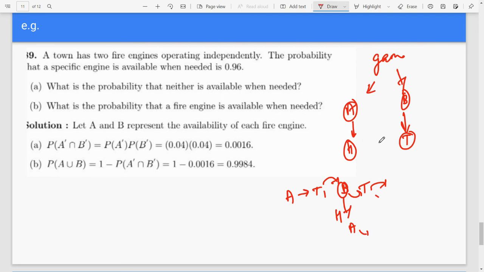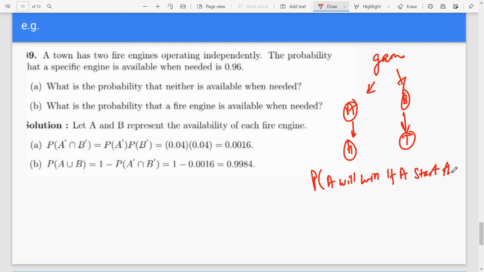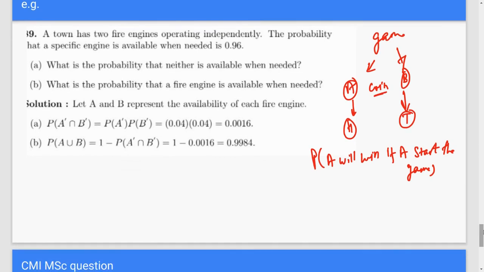So what is the probability that A will win if A starts the game? The question is this: there is a game, A and B are playing, it's tossing a coin, and obviously the game will be started by either A or B. Let's say A starts the game. What is the probability that A will win? A only wins if there is a head on the coin, and B wins when there is a tail. Do you have any idea how to solve this type of question?